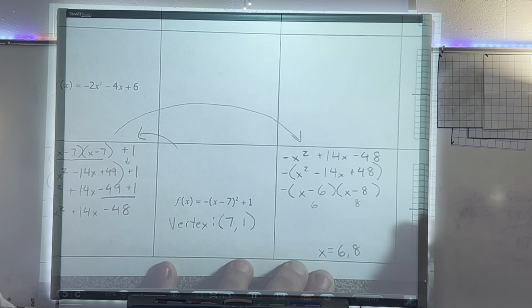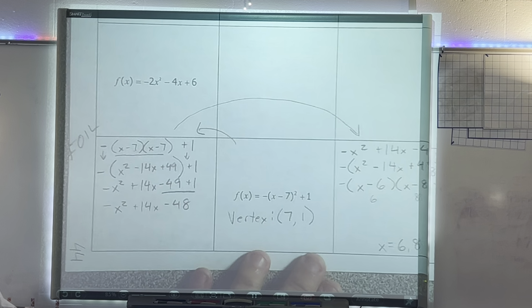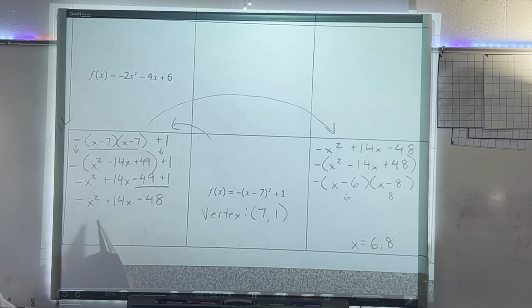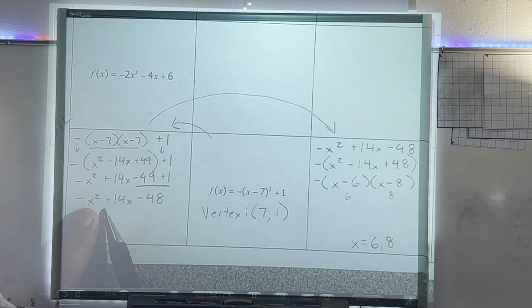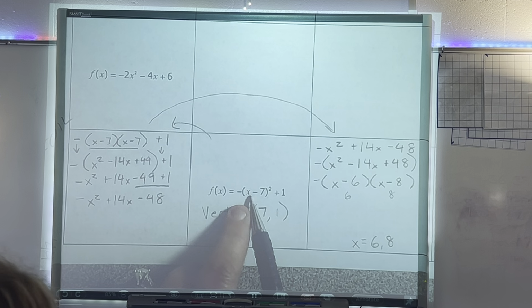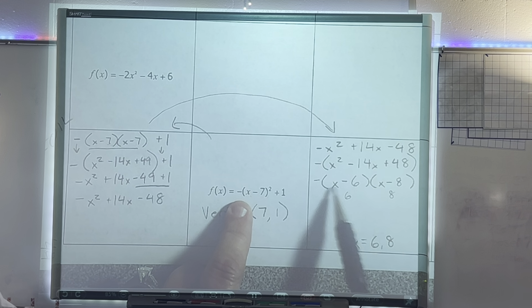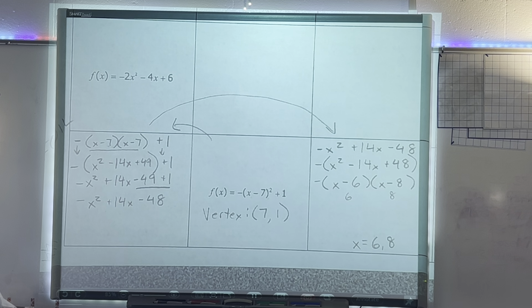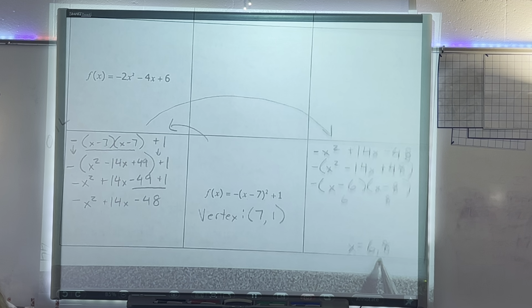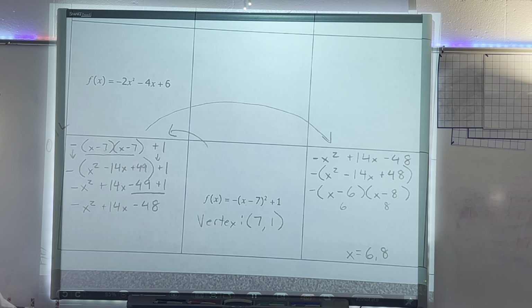And if I went in my calculator and I went to y equals and I graphed this in y1 and I graphed this in y2 and I graphed my factored form right here in y3, they would all match, and the vertex would be here and the solutions would be here. Does that make sense? Okay.